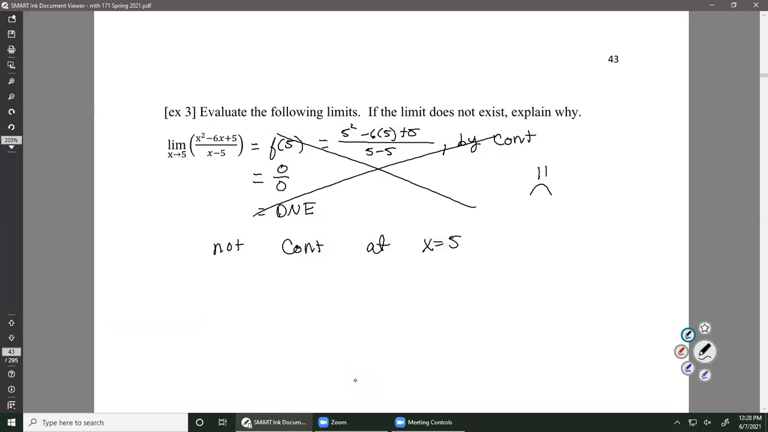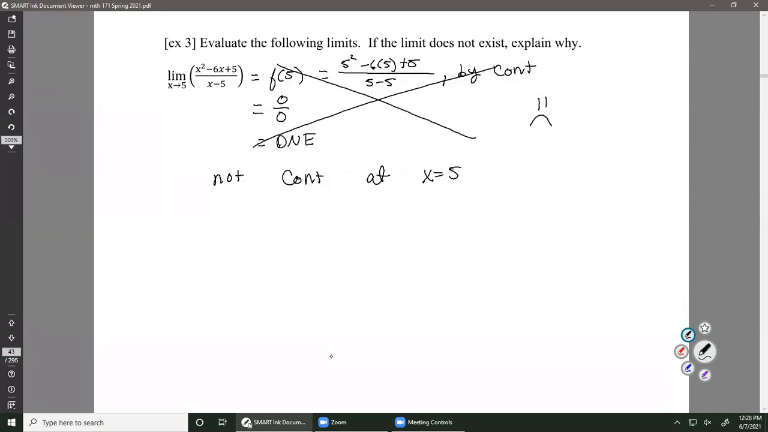So something we can do is make a t-chart if we really wanted to, or there are some algebra tricks that allow us to still use continuity and rewrite this function so that it looks more continuous on its domain. And we call those removable discontinuities. So we're going to remove where it's discontinuous and be able to find the limit. So the trick, we have the limit as x goes to 5 of x squared minus 6x plus 5 over x minus 5.